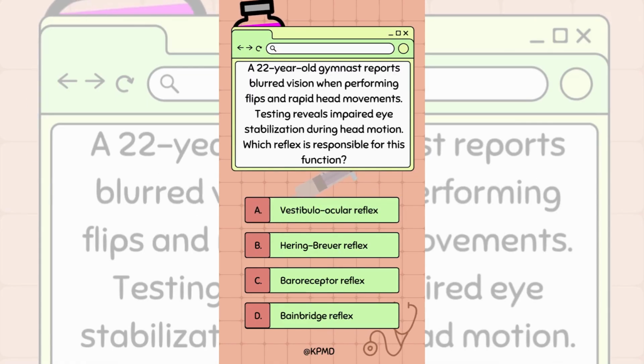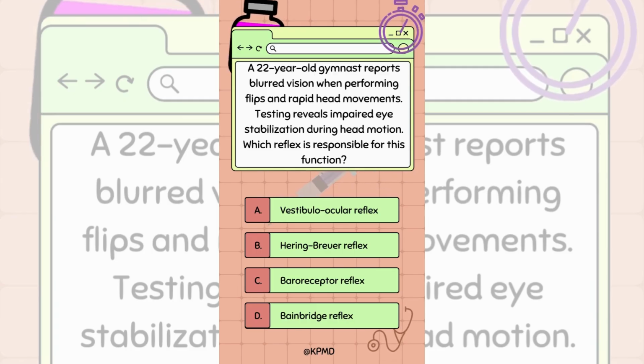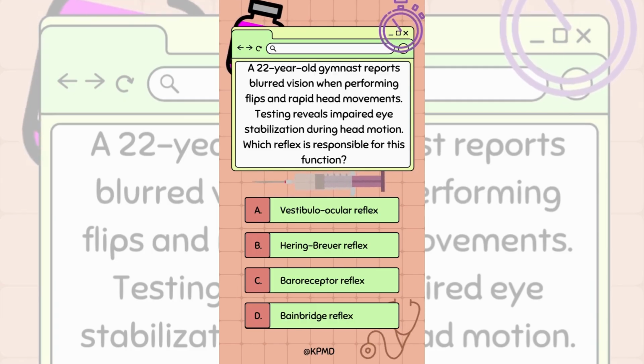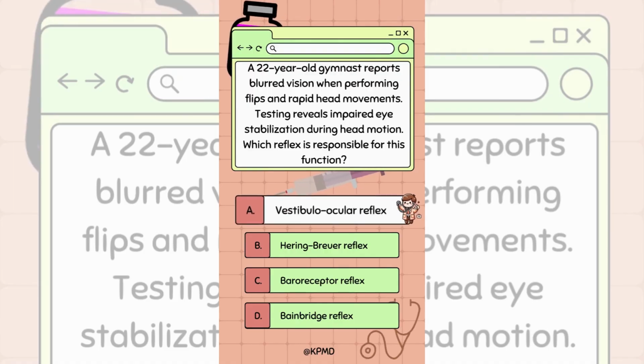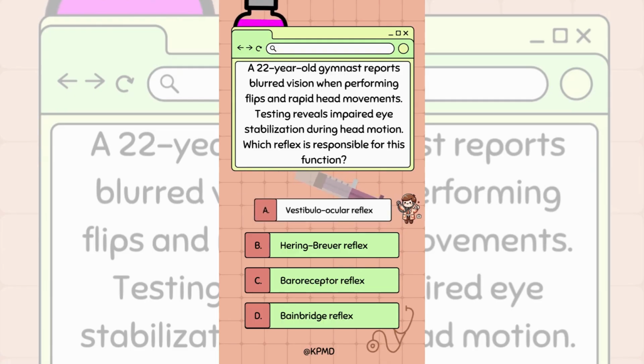A 22-year-old gymnast reports blurred vision when performing flips and rapid head movements. Testing reveals impaired eye stabilization during head motion. Which reflex is responsible for this function? Correct answer is A, vestibulo-ocular reflex.